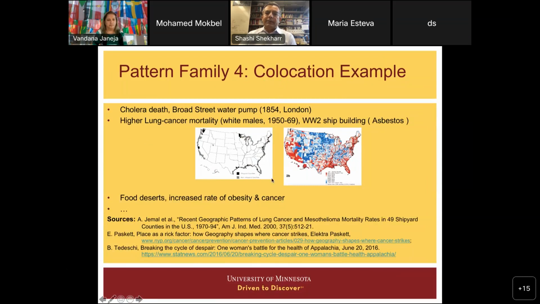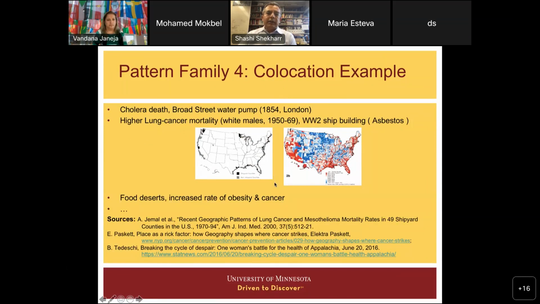So for example, I'm showing you Second World War shipbuilding and cancer incidents in the US around the 1950s and 60s. Back then, lung cancer was very prevalent. With a lot of other interventions, this has gone down, not as important relative to many other cancers today, but back then it was one of the major ones.